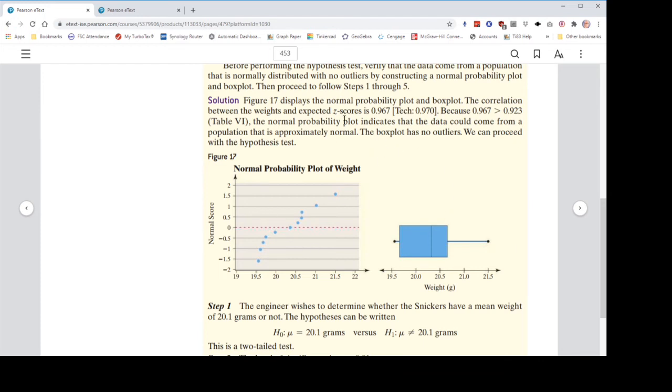So what all of this allows me to conclude is that we can proceed with the hypothesis test. We're dealing with a sample that is approximately normal, and that is the alternative to having a population that is normal. So our sample is approximately normal. We can then move forward with the test.